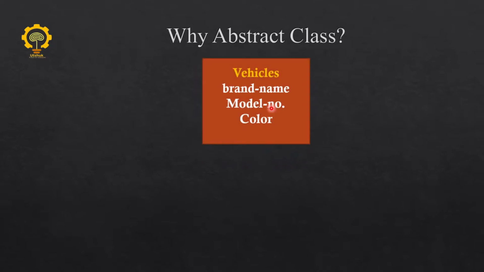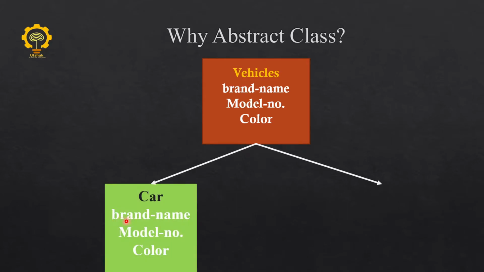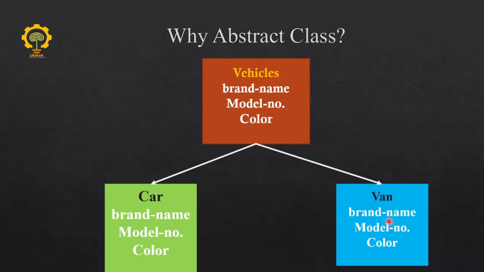Suppose that you have a Vehicle class and it has the properties brand name, model number and color, and you have another class, Car, which has the same properties: brand name, model name and color, and you have another class, Van, and it also includes the same properties which the Car has. Then why repeat all these for multiple classes? So why not declare the Vehicle class, include these properties inside it, and access these properties from multiple classes like Car, Van, Bus, Truck, or any other?